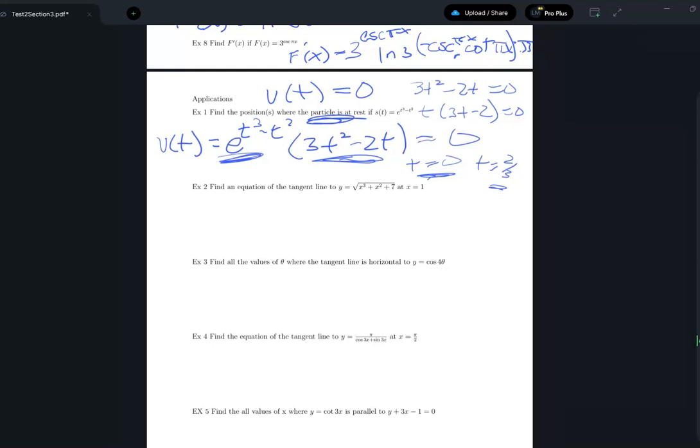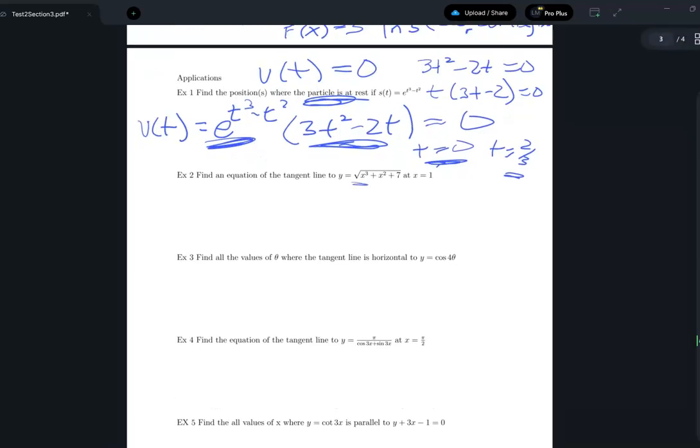Let's go and do this one. So this one here, I'm going to take the derivative to find the equation of the tangent line because that's how I find the slope, and I've got the x equal 1 for the point. So let's go take the derivative. So I get a 1/2, carry the inside along, x cubed plus x squared plus 7, and then times the derivative of the inside, which would be 3x squared plus 2x.